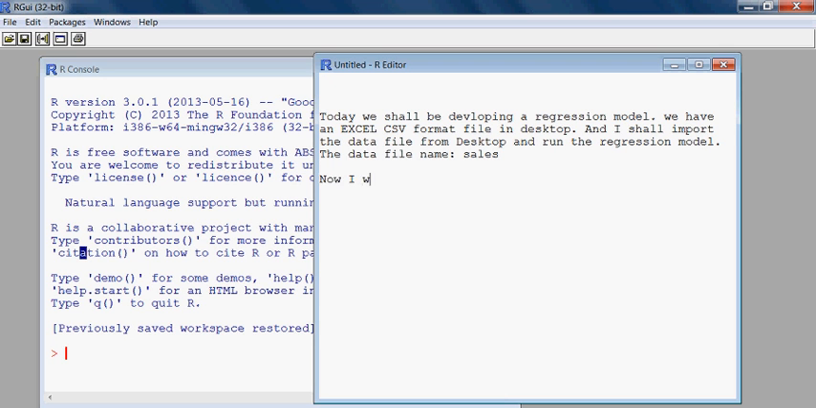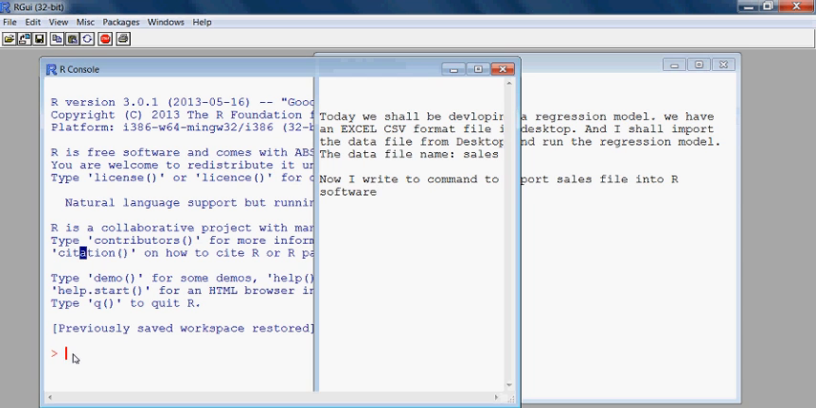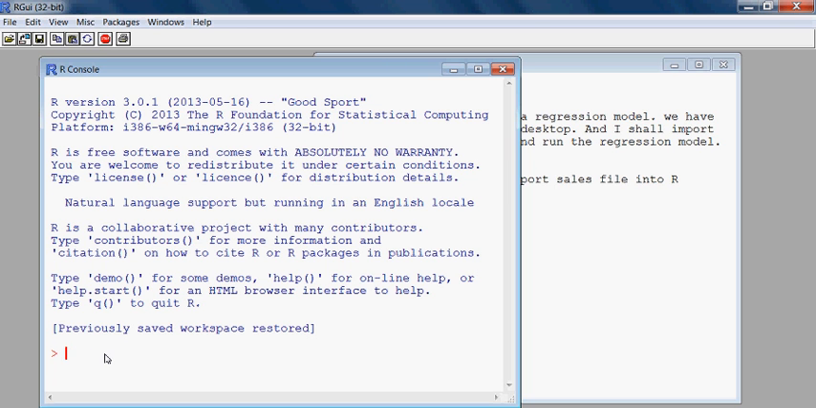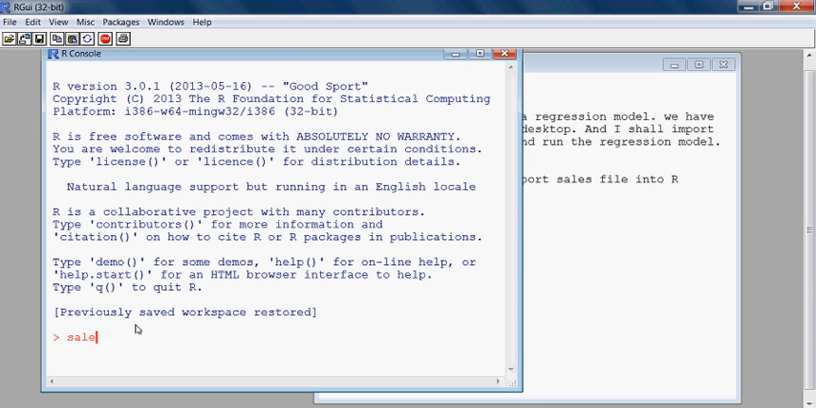Now I write the command to import the cells file into our software. Here I am typing the command. First I type cells, the file name. Then I type read, and the file is in CSV format. Then I write file dot choose, then comma, then header equal to true. So: cells, read CSV, file choose, header true. Then I press enter.